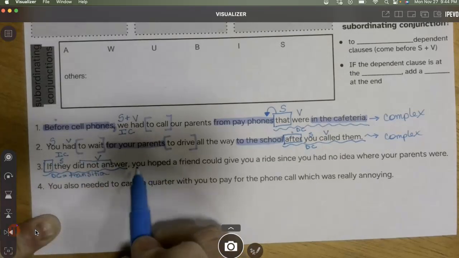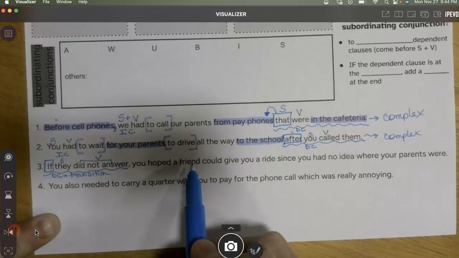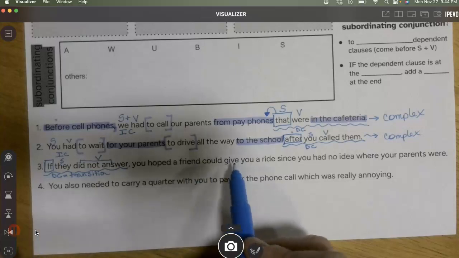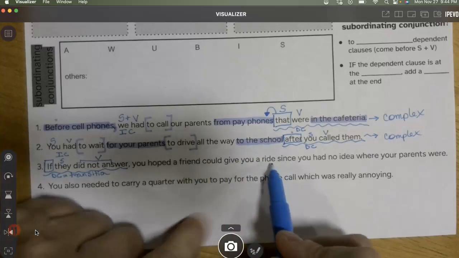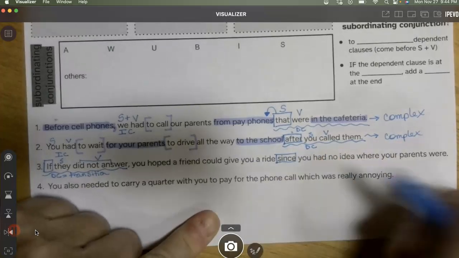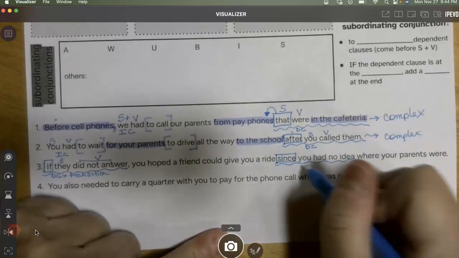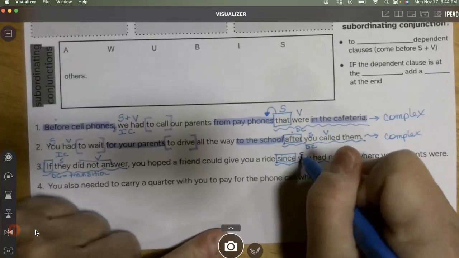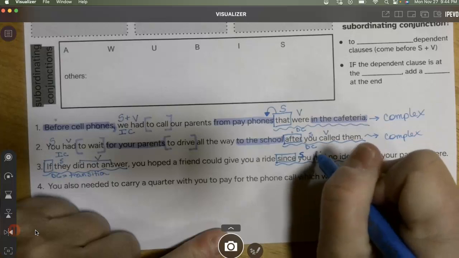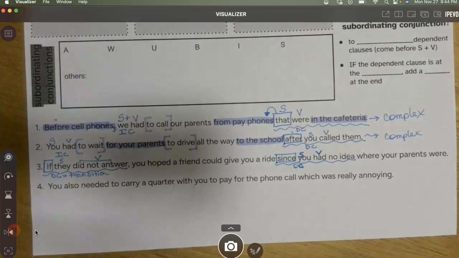And I'm just going to keep going through. You is not on my list. Hoped a friend could give you a ride. Since is a subordinating conjunction. Since what? Since you had no idea. What's the subject in there? You. What did you do? You had. So here's a second dependent clause.